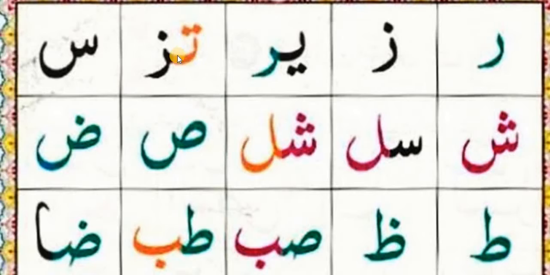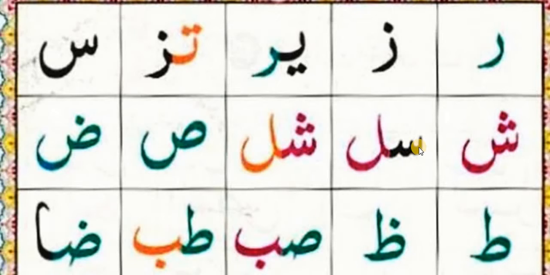Here is the short form of Ta because it has two dots at the top connected with Za. Ta, Za. Sin. Sin. Shin. Shin.